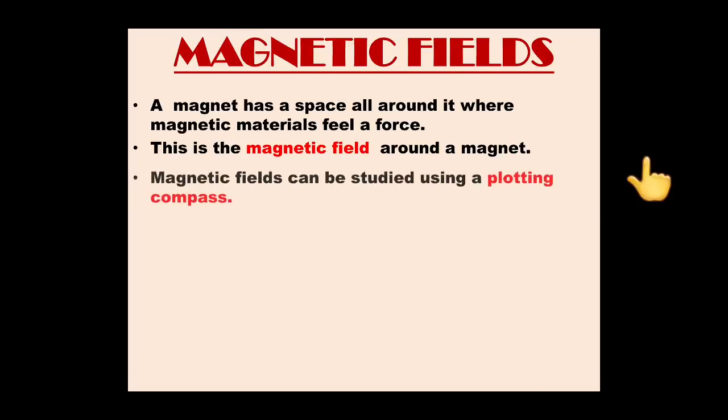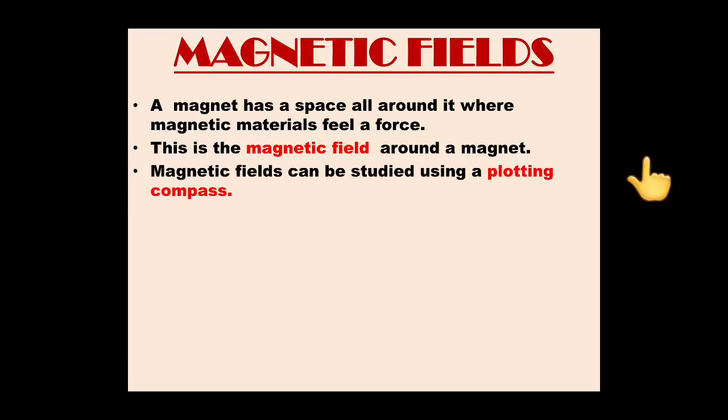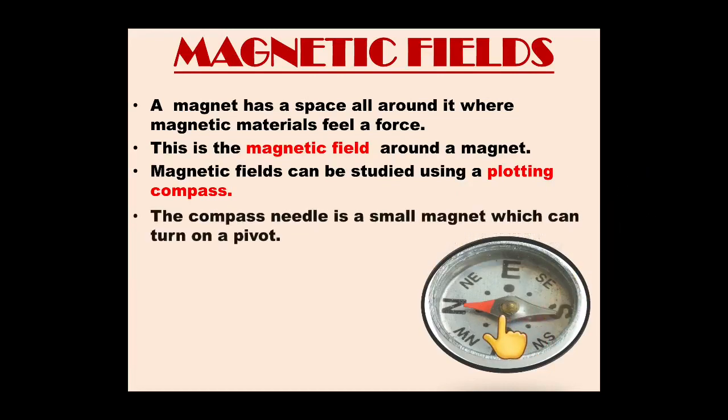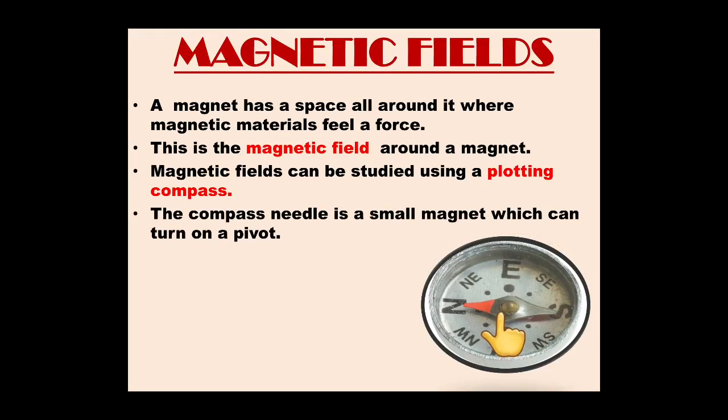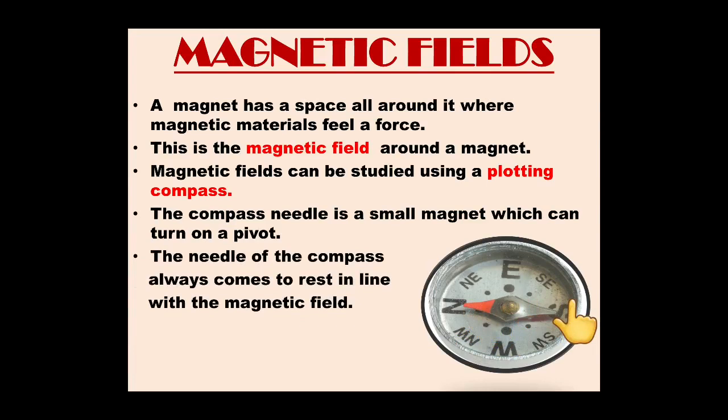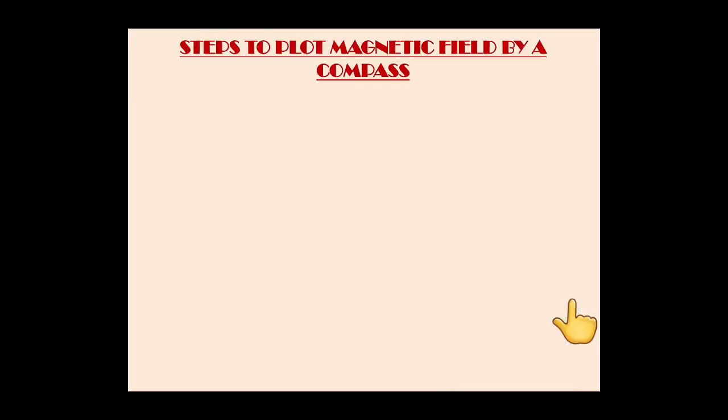The magnetic field can also be studied by using a plotting compass. This is a plotting compass. It has a needle which is a small magnet. The needle of the compass always comes to rest in line with the magnetic field of the Earth. You can follow these steps to plot the magnetic field with a compass.